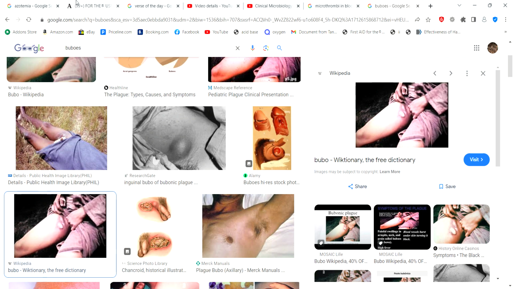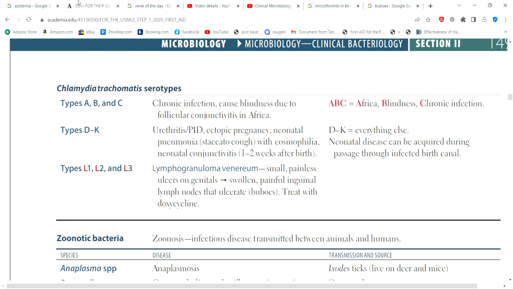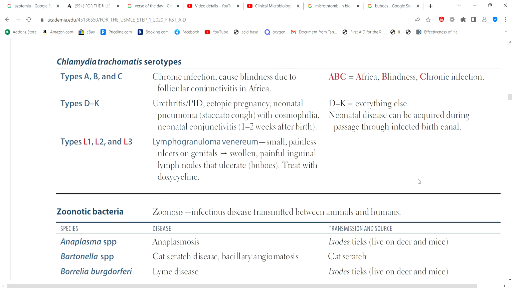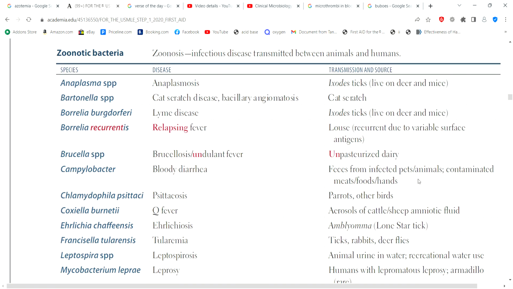Now we're going to go into zoonotic bacteria. Zoonosis is infectious disease transfer between humans and animals. Okay.